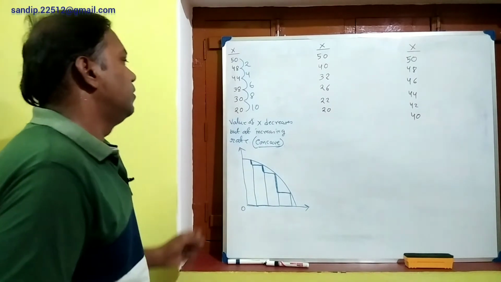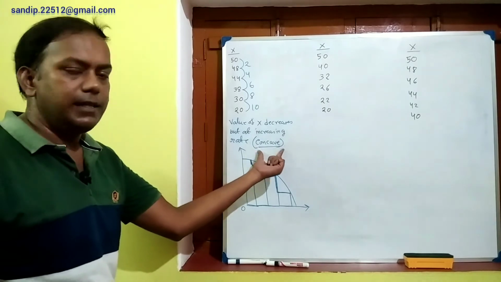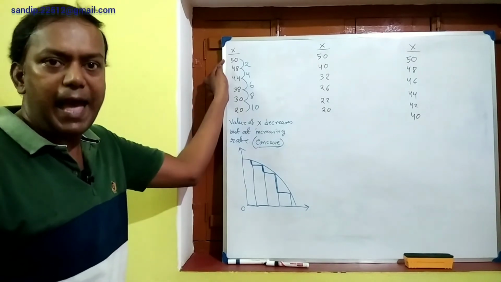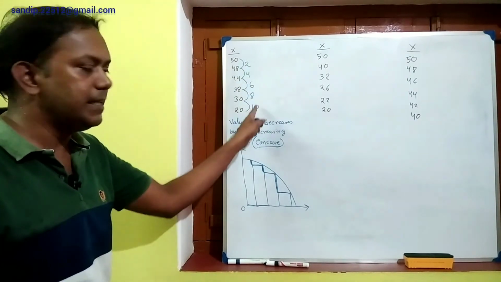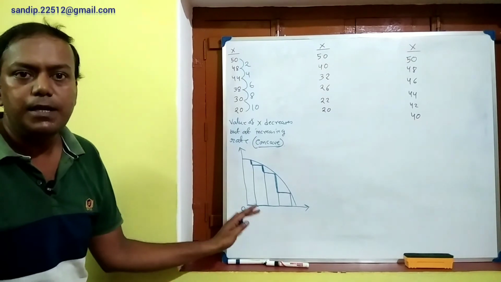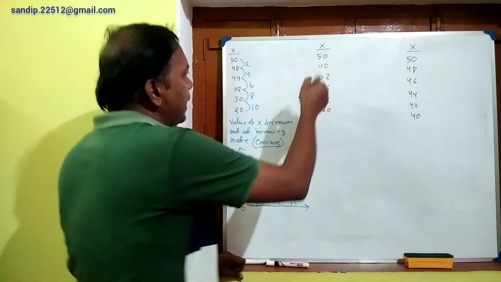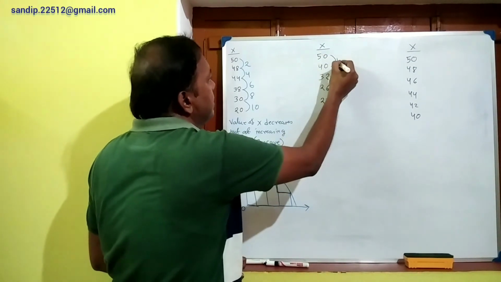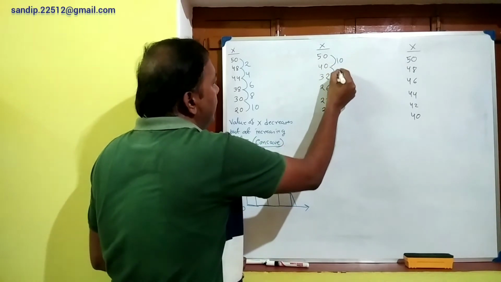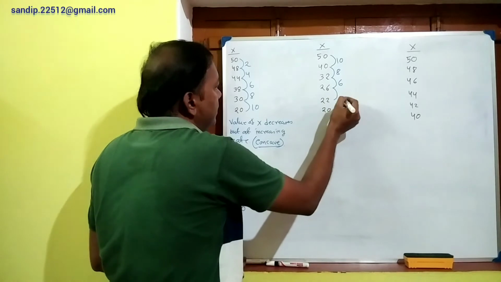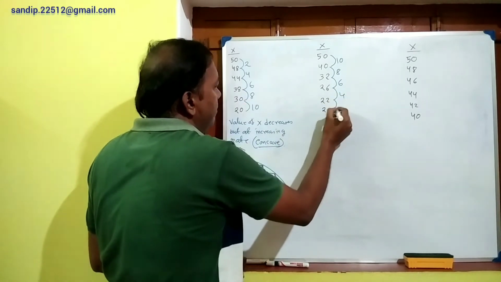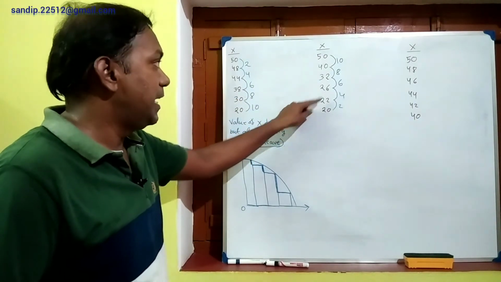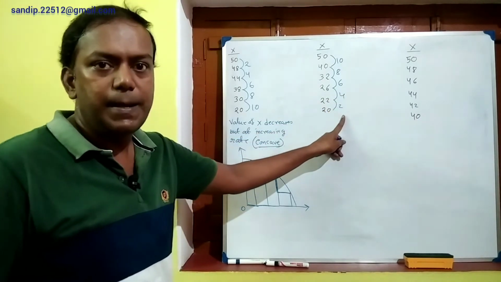So that's why, if any curve is concave, then its value will fall, will decrease, but at an increasing rate. So the curve must be concave. But if you take the case here, you can find that initially the value has decreased by 10, after that it has decreased by 8, then 6, then by 4 units, then by 2 units. Means here the value of x has decreased, but at a decreasing rate.